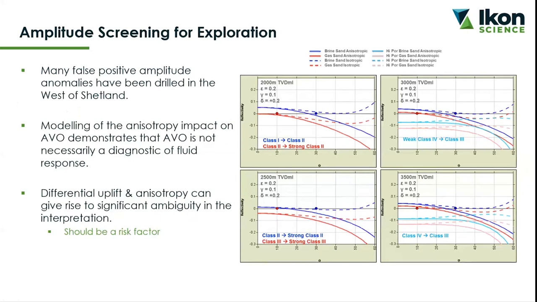So here's a case study from the West of Shetlands, offshore the UK and Scotland. This is a basin that's been actively explored for several decades, and it's a basin that's well known for having had lots of amplitude anomalies that have been drilled and that have been unsuccessful. We conducted a study in 2011 that looked at a broad range of the exploration wells, vertical exploration wells across the entire basin.